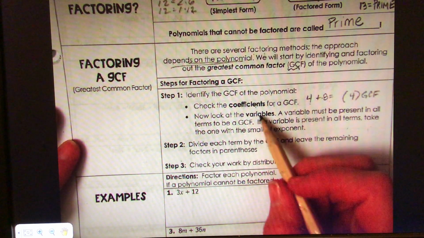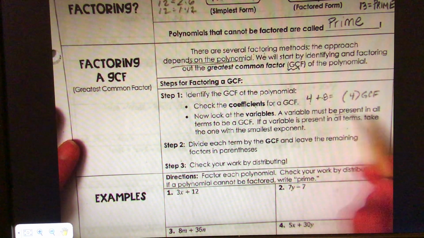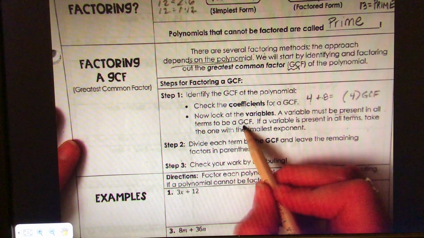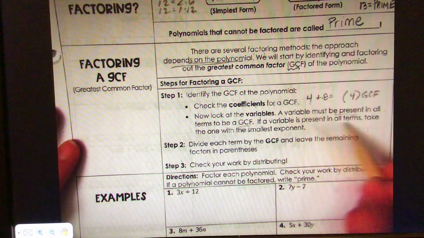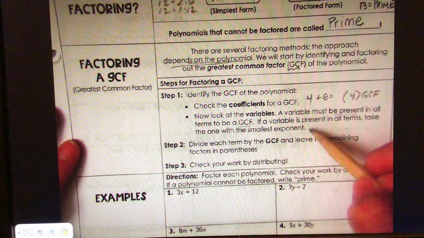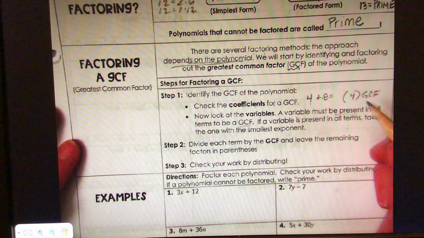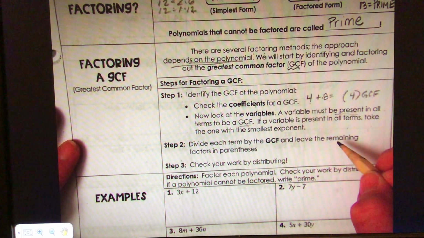Now I have to look at the variables. A variable has to be present in all the different terms in a polynomial for it to be part of a factor, or the greatest common factor. If it's present in all terms, then take the one with the smallest exponent, basically the one it fits into. That's going to be the variable component, okay?